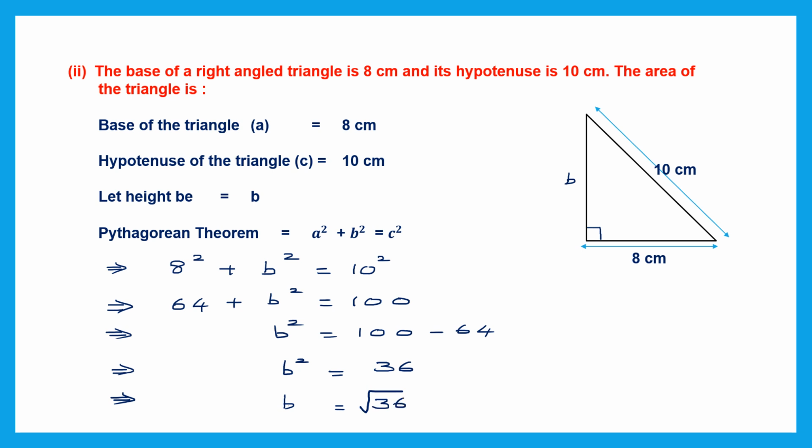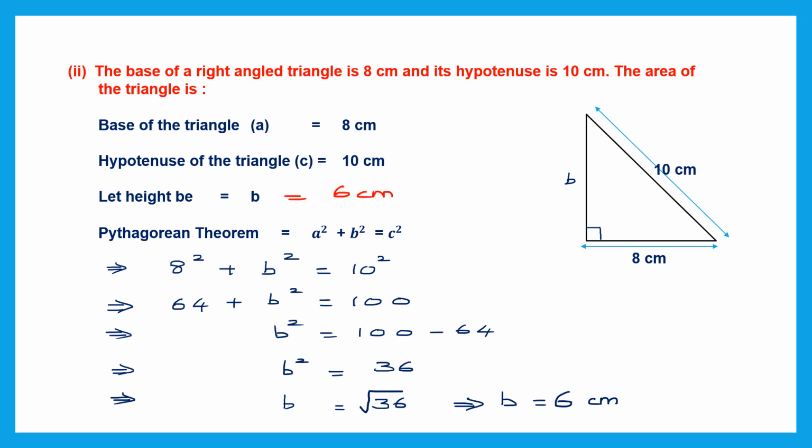So b is the square root of 36. And what is the square root of 36? What is the number that will multiply by itself to give you 36? The number is 6. So the square root of 36 is 6. So b is equal to 6 centimeters. So now we have found the height. So height we have found, let's write it here. The height is 6 centimeters.